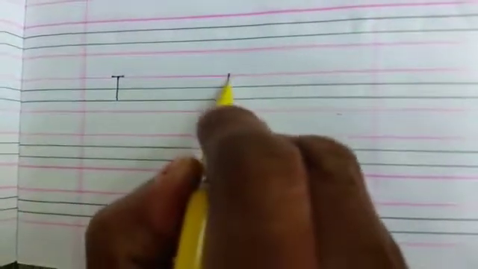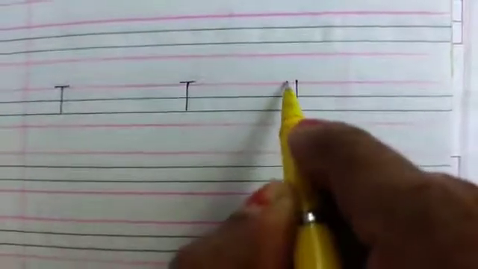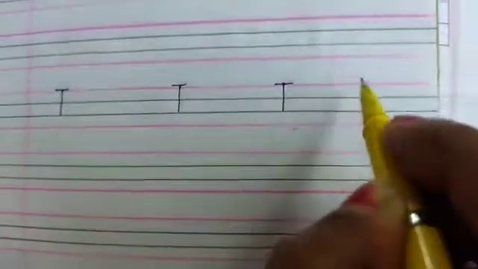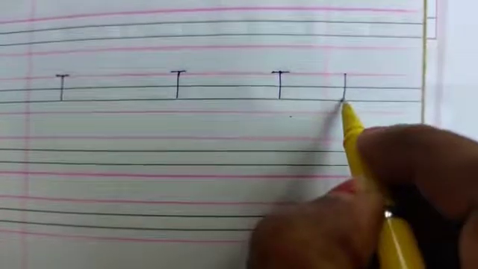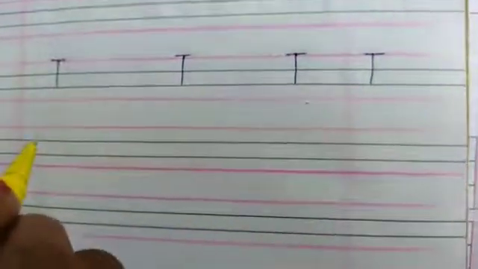Now capital letter T. You start from here, standing line, then like this, sleeping line. Capital letter T. Touch these three lines. Capital letter T. Now small letter T.